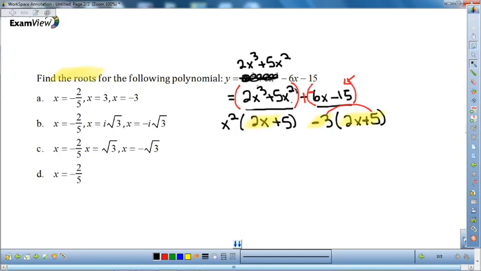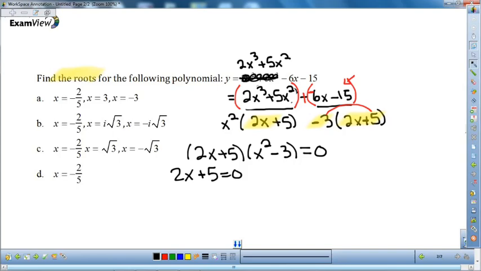Now we're going to factor these. We're going to put that in the front. And then what are we left with? x squared minus 3, and that's equal to 0. We're going to use the zero product property and set them both equal to 0. So we're going to have 2x equals negative 5, so x equals negative 5 halves.